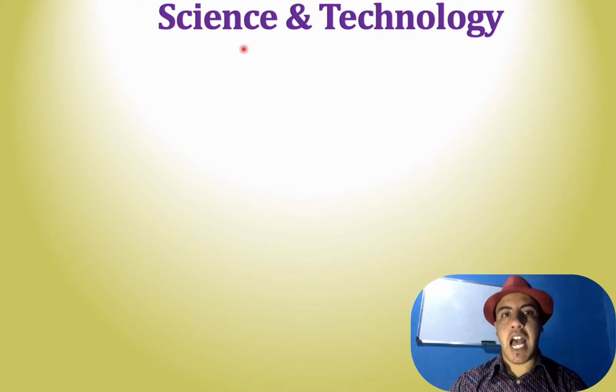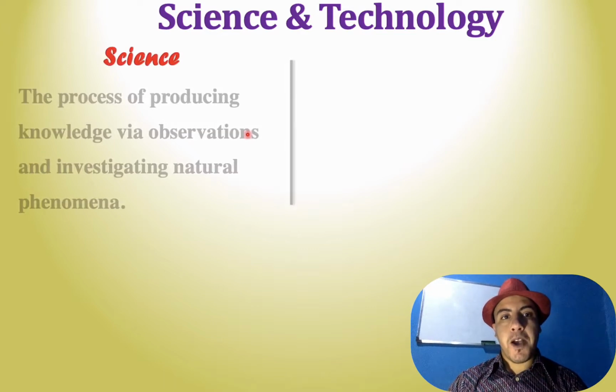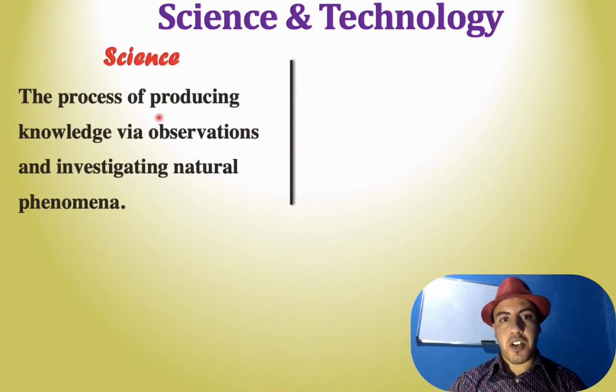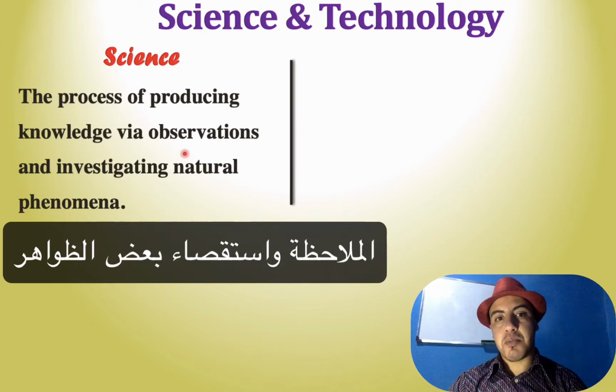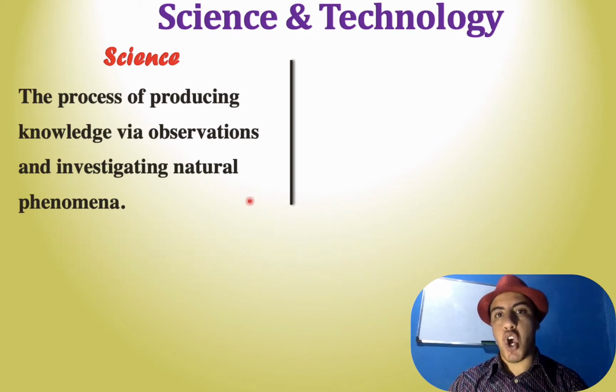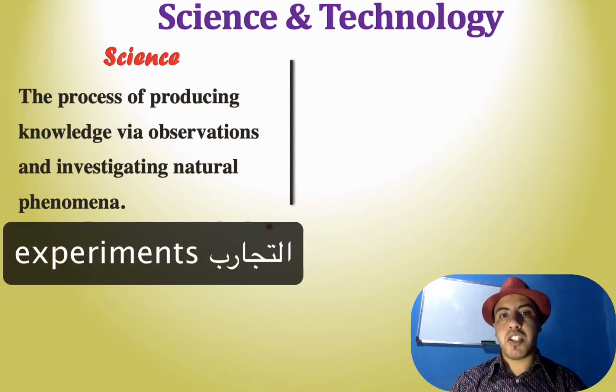So what do we mean by science? Science is the process of producing knowledge via observation and investigating natural phenomena. This is what we mean by science. So normally when we talk about science, we talk about observation. We try to observe something that is outside, in our world. And also we try to investigate, in order to know why we have some phenomena. So we try to ask questions, and later on we try to do some experiments.